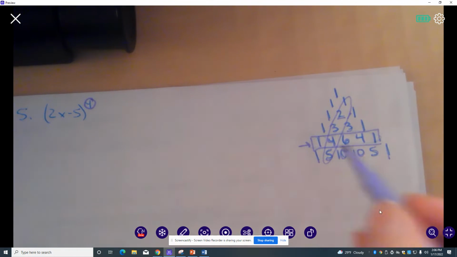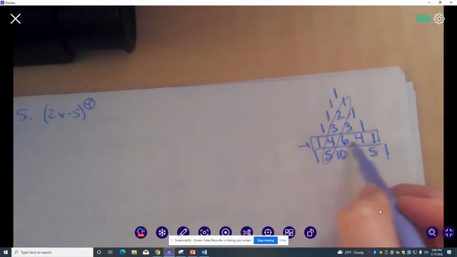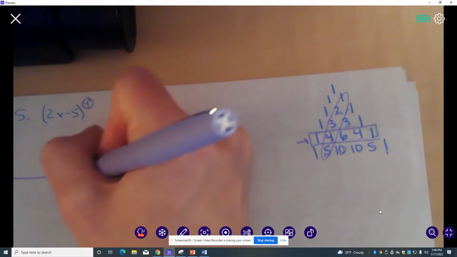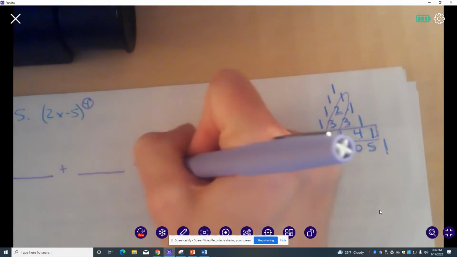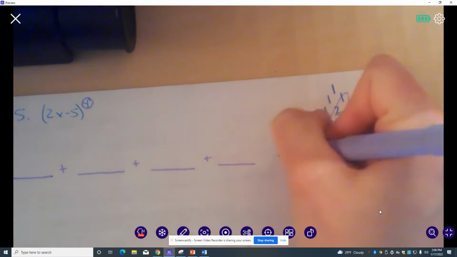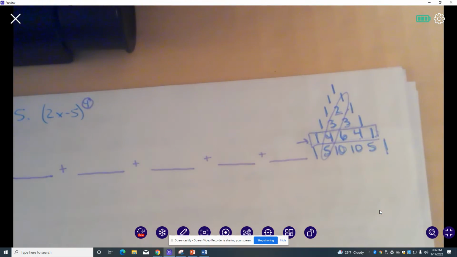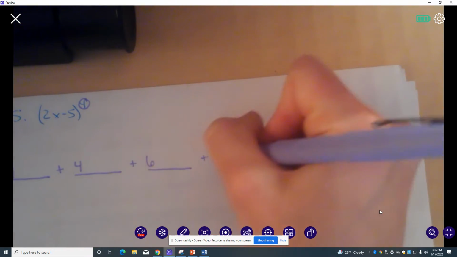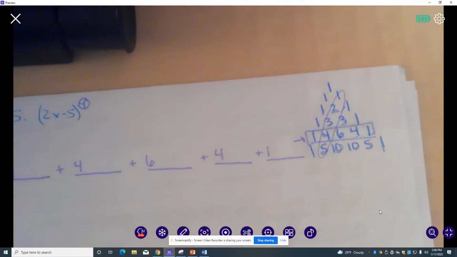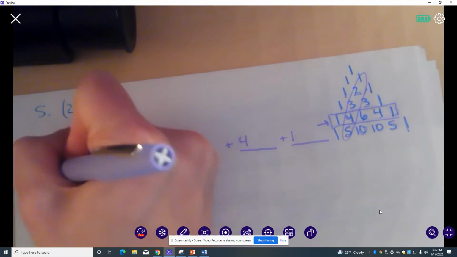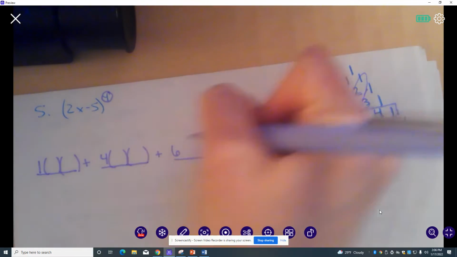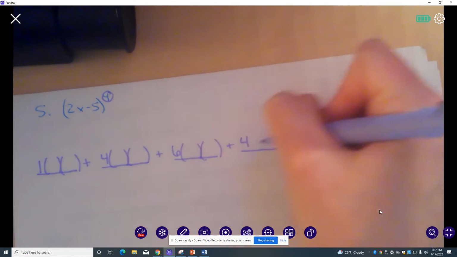So I'm going to start with 1, 2, 3, 4, 5 blanks. So go ahead and write out 5 blanks like this. And these numbers will be the coefficients in order. So 1, 4, 6, 4, and 1. And then I go ahead and I set up 2 sets of parentheses on each blank.